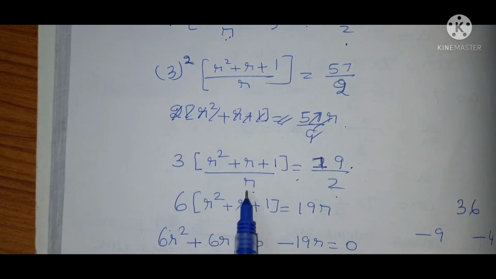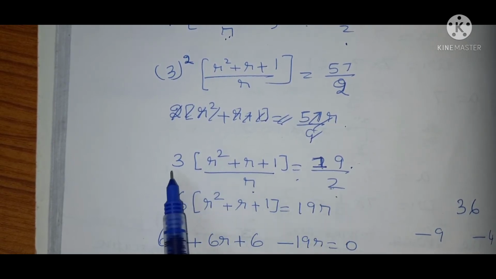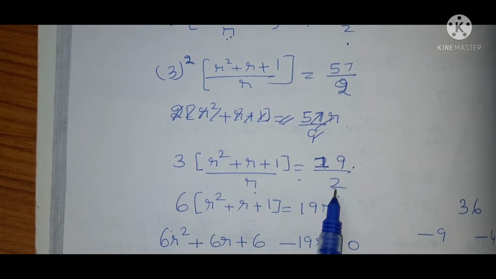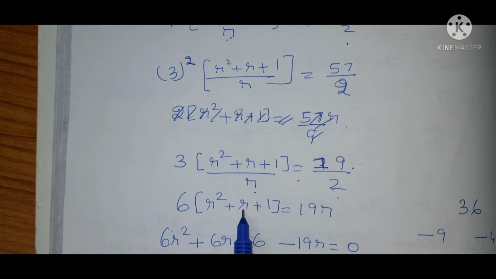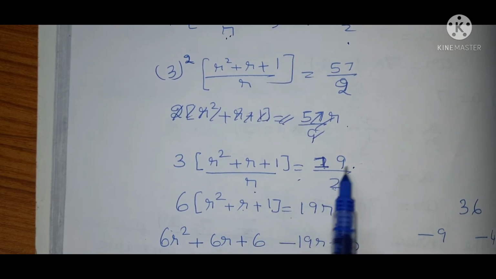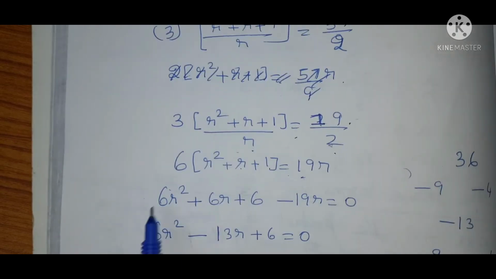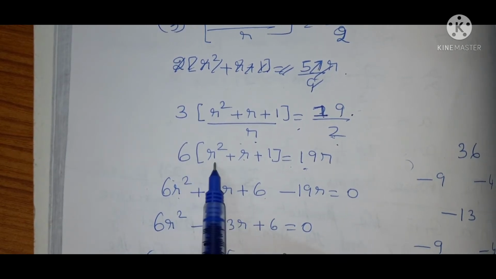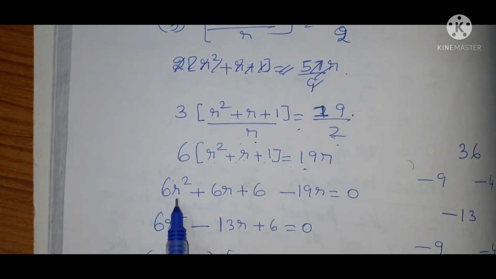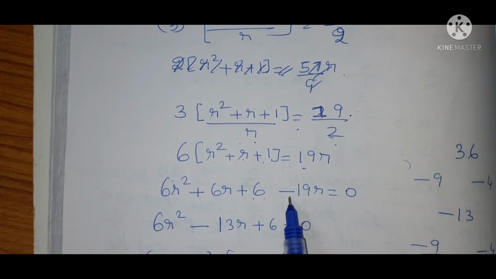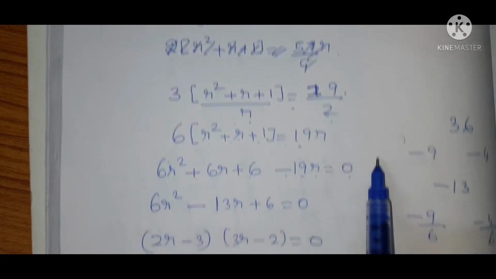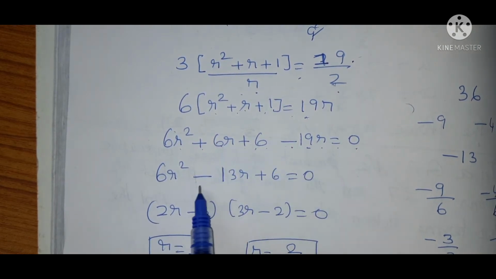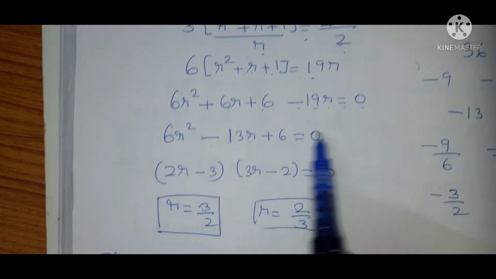Cross multiplication: 2 on the right comes to the left hand side, R on the left comes to the right hand side. 2 into 3 is 6. 6 into R square plus 1 is equal to 19R. 6R square plus 6 minus 19R is equal to 0. That is, 6R square minus 19R plus 6 is equal to 0.